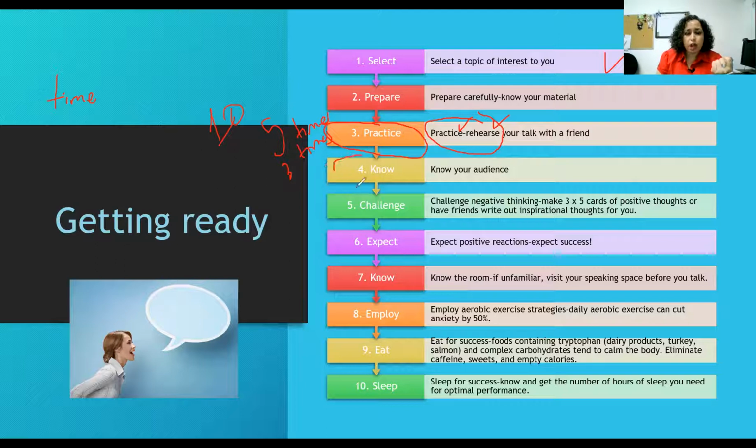Number four, no. How many times have we talked about this? You need to know your audience. Know your audience. Know what their knowledge is, what their background is. How can they understand your topic? You need to know beforehand. It means before you are presenting, you need to know really, truthfully, your audience.